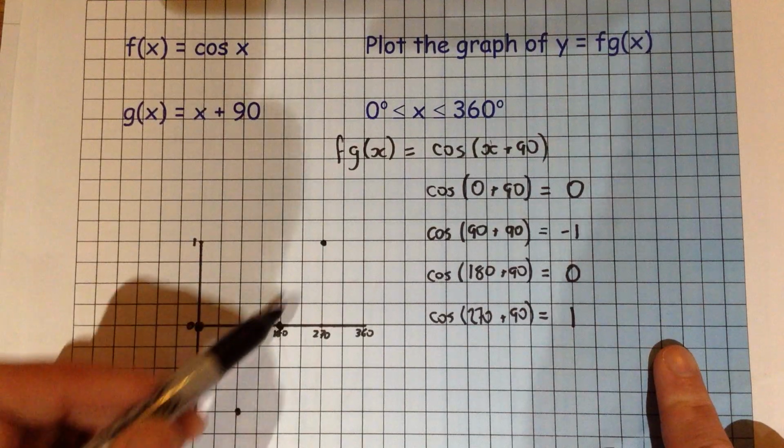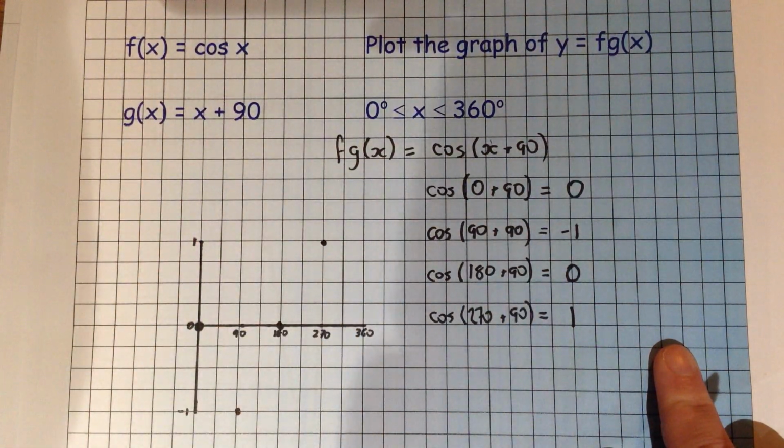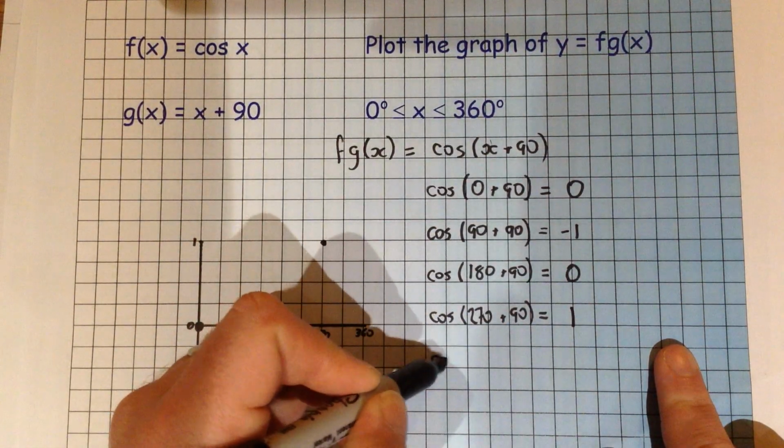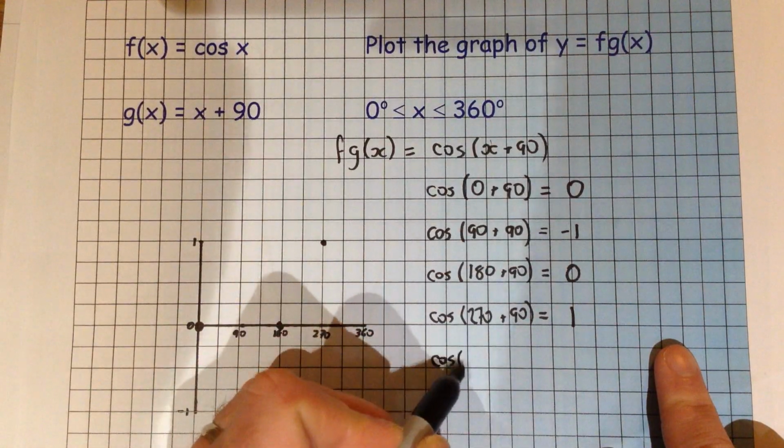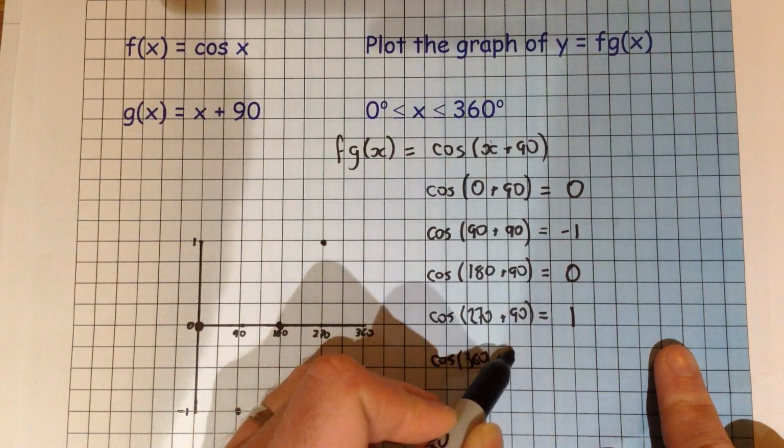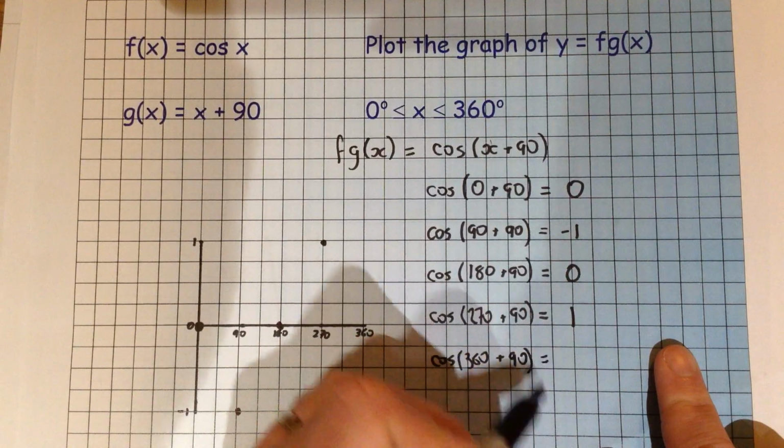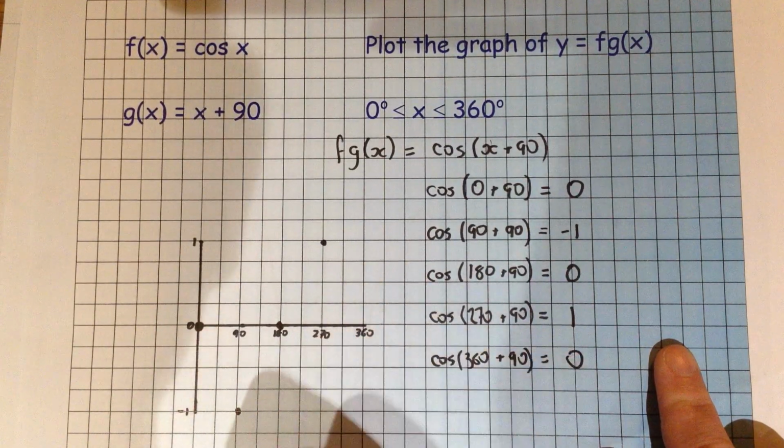Two final ones I'm going to do. cos of 270 plus 90 is the same as cos of 360. Typing it into your calculator, it gives us 1. So when we substitute 270, it gives us a value of 1. This is starting to look a little bit familiar to maybe some of the trig graphs you've seen. Final one, cos of 360 plus 90. Again, type it into your calculator and it comes out as 0. So it stops just there.